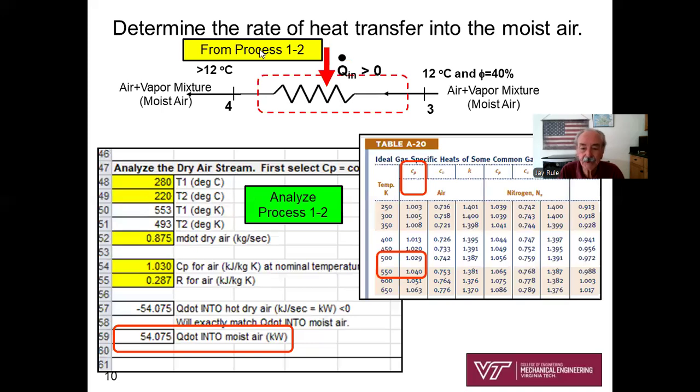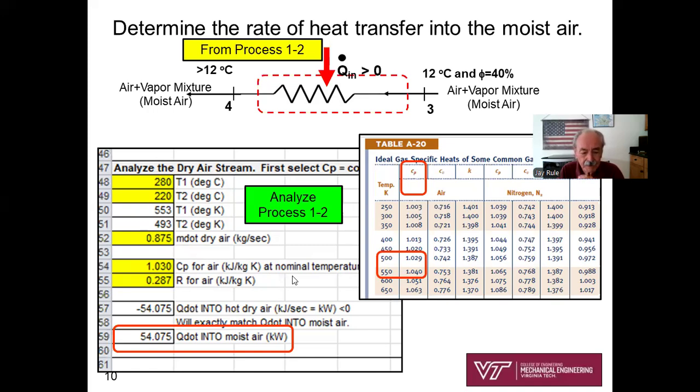Okay, so let's get that heat transfer into the moist mixture first. And so this is from process 1 to 2. I wrote down T1 and T2, turned that into degrees K so I could look up C sub P in table A20. And so I've kind of eyeballed between 500 and 550 degrees K, and I've just put in a value of CP as 1.03 kilojoules per kilogram degree K. R for air, I happen to remember that off the top of my head. It is R bar over the molecular weight, but R for air is 0.287 kilojoules per kilogram degree K.